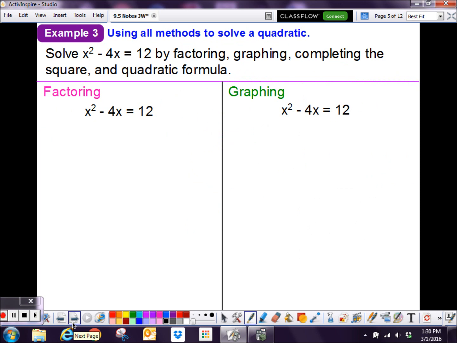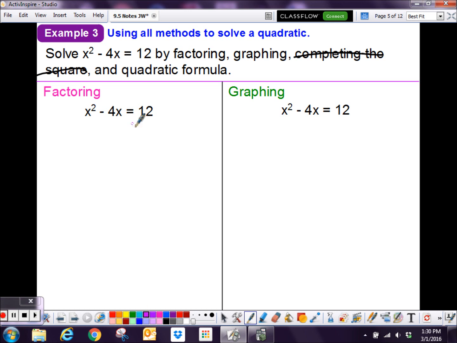Okay, so we're going to look at this problem, x squared minus 4x equals 12, and we're going to solve it by 3 of the ways. It says by factoring, graphing, completing the square, and quadratic formula. We have not done completing the square yet. I'm saving that for Monday and Tuesday, so we're just going to solve these the other 3 ways.